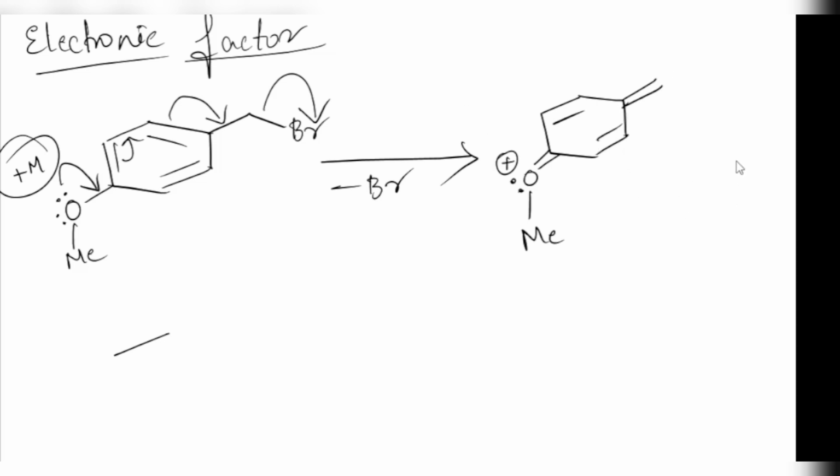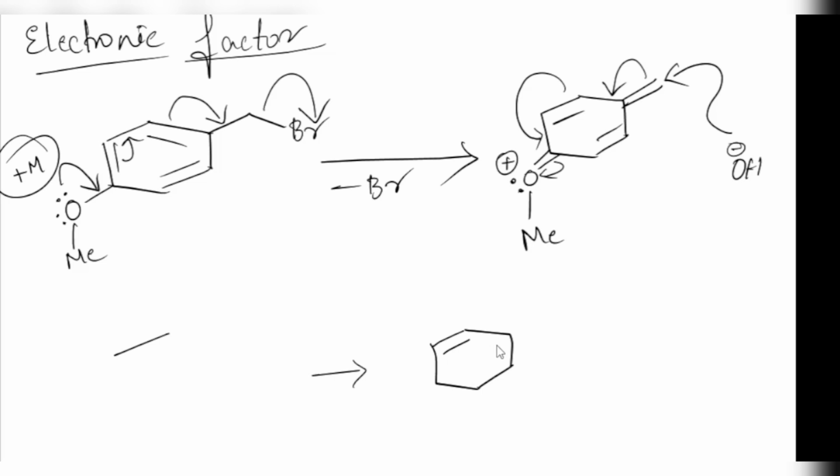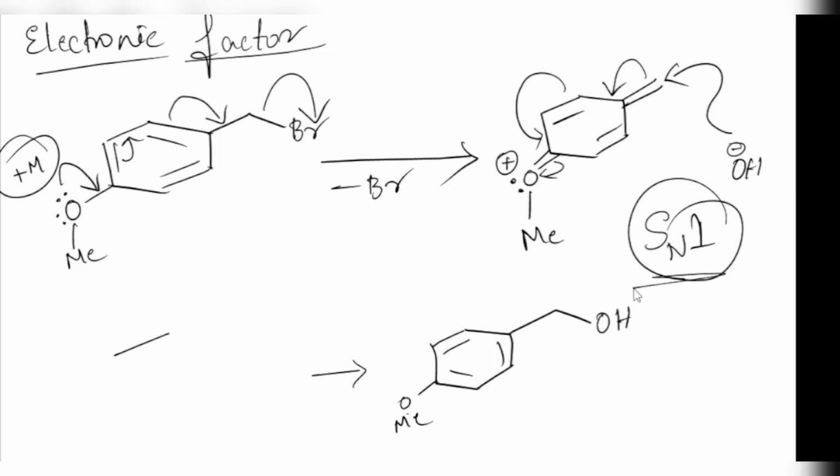Now what will happen if I add OH minus as a nucleophile? This nucleophile will attack this particular carbon, and regeneration of aromaticity we can observe over here like this, and I will get a final product like here the OMe group is there as it is, and here OH like this. Here what is happening? The intermediate we can observe here is an oxonium ion. That means here SN1 reaction is going to happen.